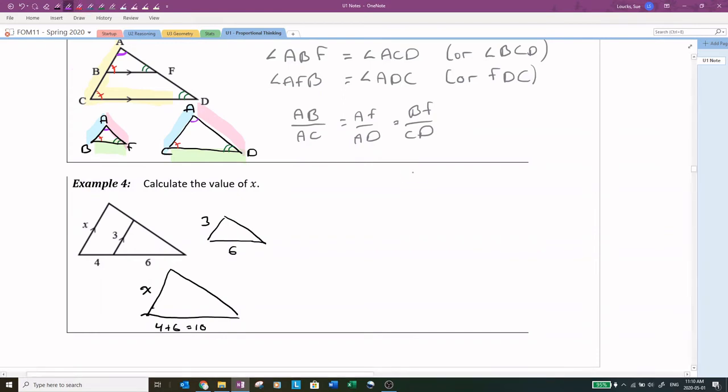All right, corresponding sides: 3 over x corresponds to 6 over 10. x equals 3 times 10. Oops. I hate it when my hand and my mouth don't agree on things. 3 times 10 divided by 6, so x equals 5. Does that make sense? Is 5 a reasonable number for that distance? Yeah, I would say so. I think that's quite reasonable.